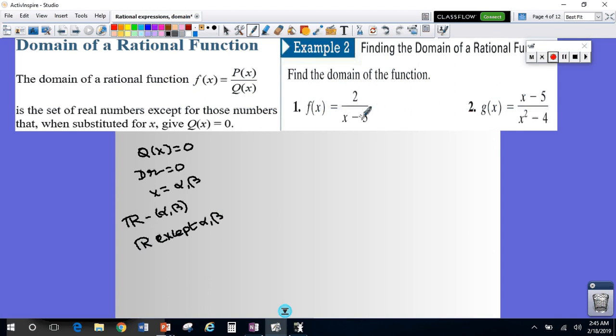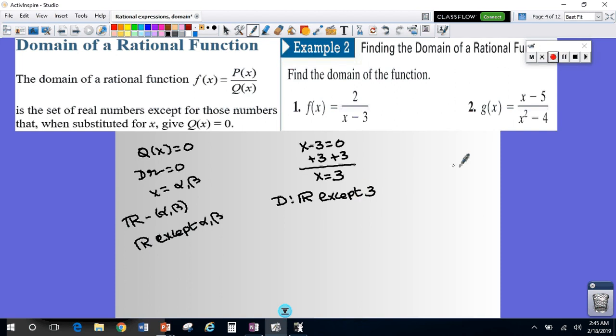Okay, now if you look at example 2, problem number 1, 2 over x minus 3. What I told you: equate the denominator to 0, that is x minus 3 equals 0. Add 3 on both sides, so x equals 3, right? So your domain is the set of real numbers except 3.